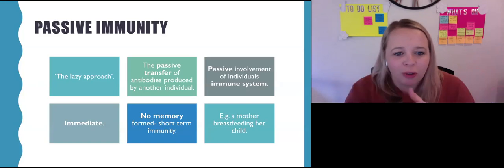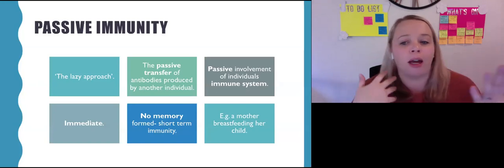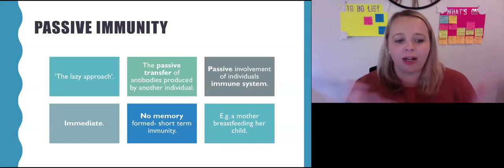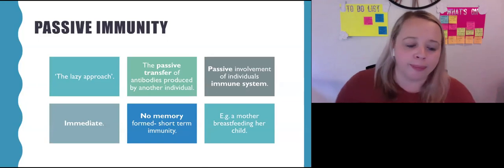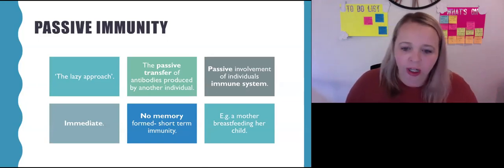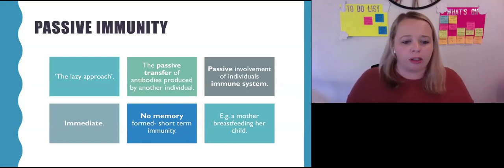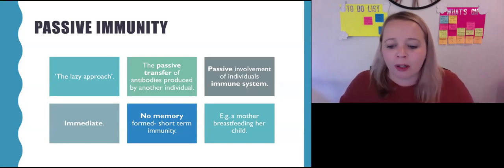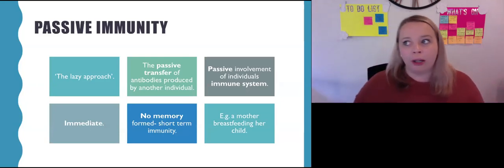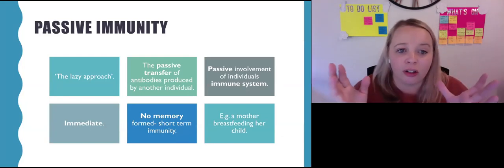In class, I'll give you a chance to brainstorm and come together with what you think the difference between passive and active is, and then what you think the difference between natural and artificial is. But right now, let's just go through what they are. So passive immunity, sometimes you call it the lazy approach. Essentially, it's just the transfer of antibodies from one person to another. Now, antibodies are just the product of a B plasma cell. They aren't the actual B plasma cells, or they aren't B memory cells, because you can't transfer those.